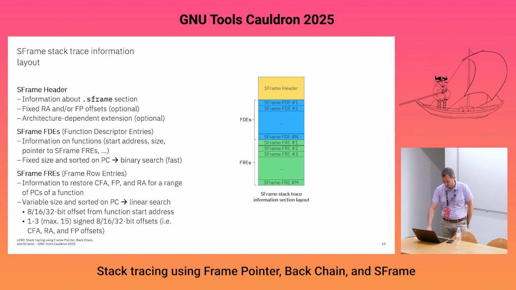And then there are those SFrame FREs, the frame row entries. They contain information on how to restore the CFA, frame pointer, and return address for a range of PCs of a function. They are of variable size and sorted on PC, meaning linear search must be used.